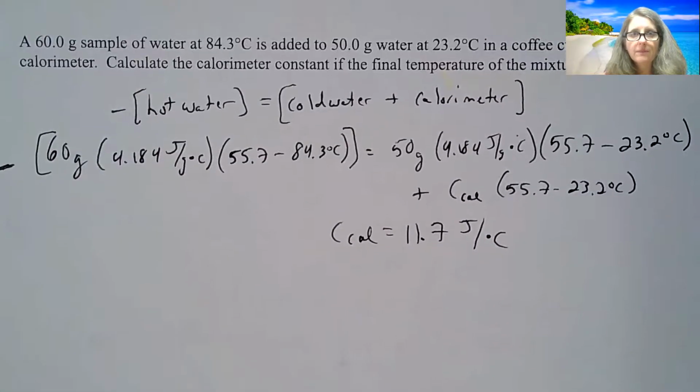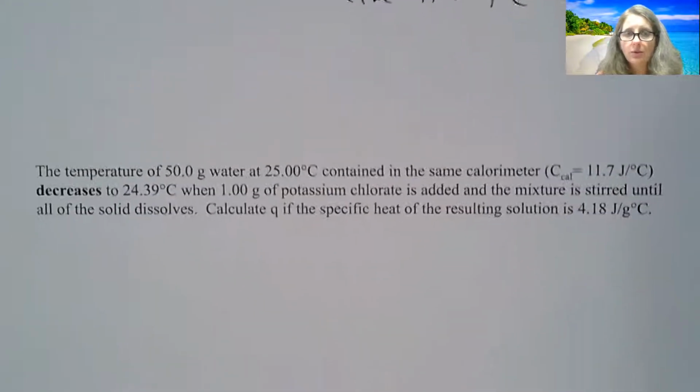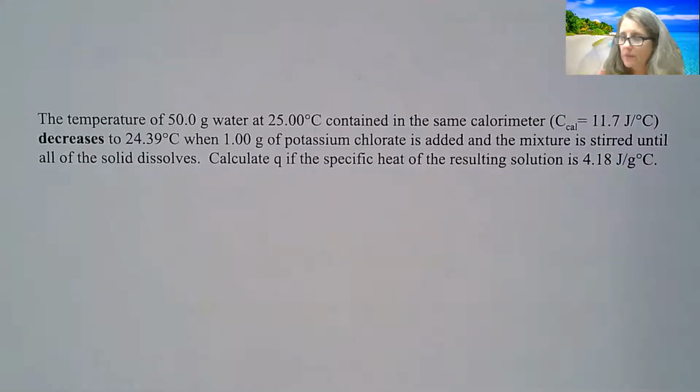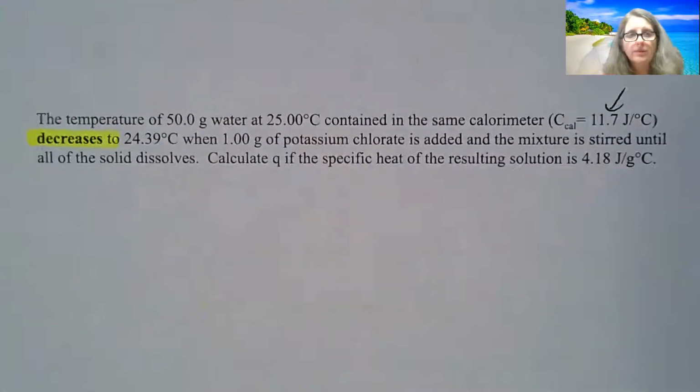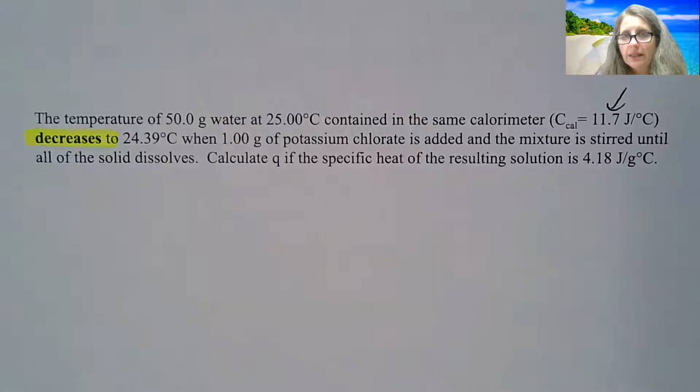I'm not really going to use this calculation too much, but I am going to show it to you in one more way to use it as a tool. So this problem here is using the same calorimeter, so it has the actual answer of the previous problem. The temperature of 50 grams of water at 25 degrees Celsius contained in the same calorimeter decreases to 24.39 when 1 gram of potassium chloride is added and the mixture is stirred until all of the solid dissolves. Calculate Q if the specific heat of the resulting solution is 4.18 joules per gram degrees Celsius.